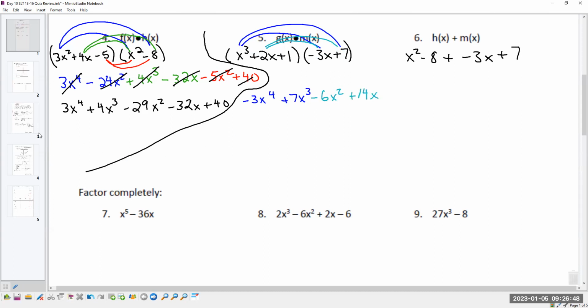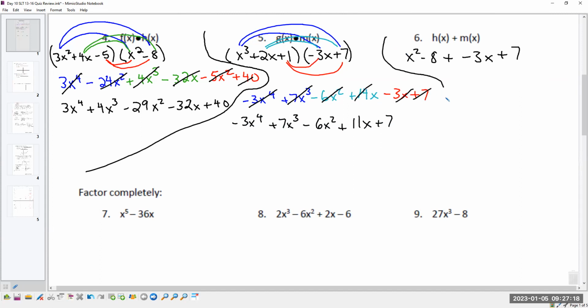Okay. Finally, I'm going to do the 1. 1 times negative 3x is negative 3x. And 1 times 7 is just 7. I'm going to put my like terms together, highest terms first. So nothing goes with the negative 3x to the 4th, plus 7x cubed minus 6x squared. Now I have some like terms I need to put together, 11x, and then the plus 7.